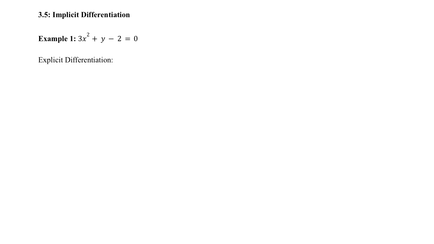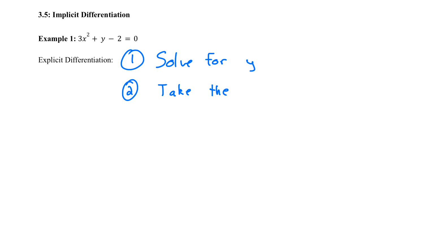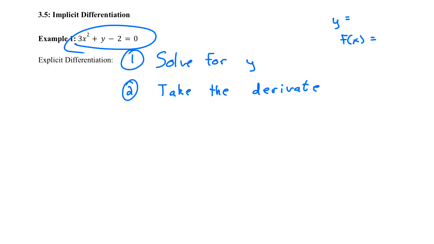So if I wanted to use explicit differentiation, there's really two steps to it here. One, we would solve for y, or f of x or g of x or whatever your function is called. And then two, we would take the derivative. Now, normally we haven't had to do that first step because we've always had something that looks like y equals or f of x equals. So we really haven't had to do that first step ever, but here's an example where I might have to.